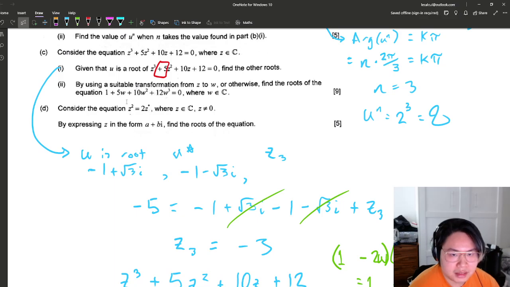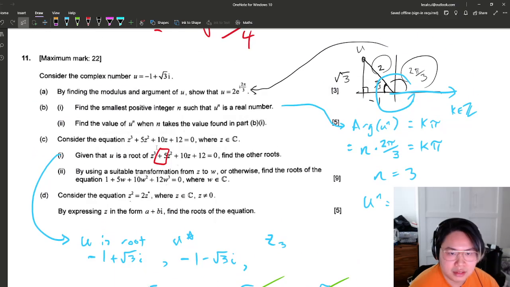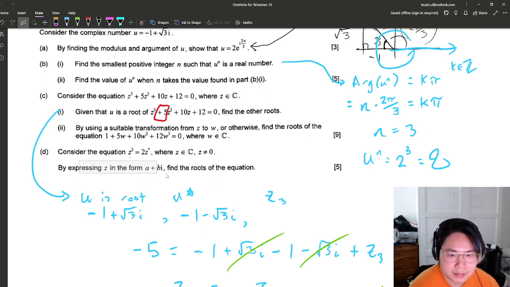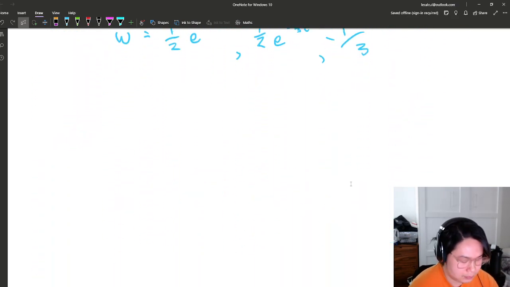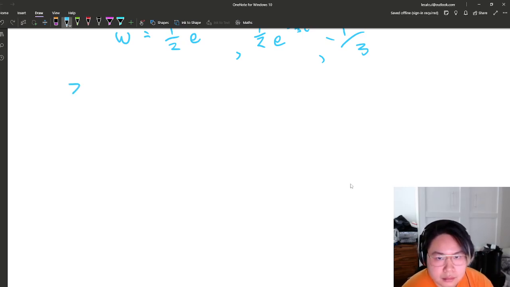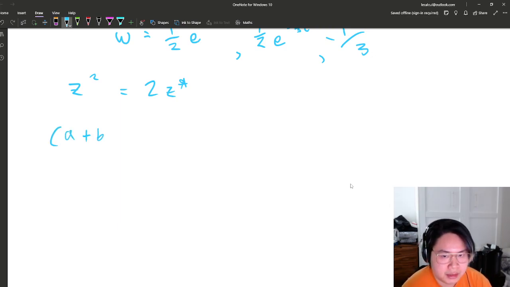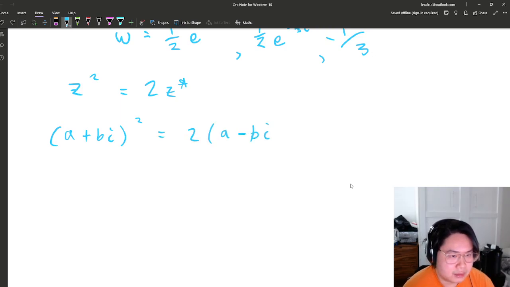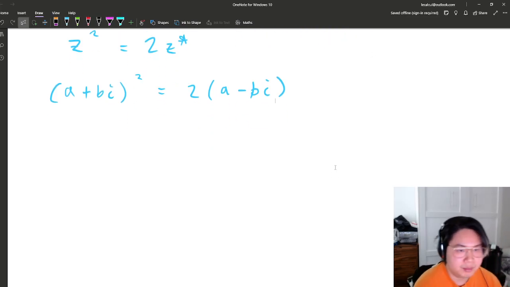Okay, consider a different equation. Find the roots of this equation. This one looks pretty straightforward, so we want to solve this. The way we do that is we write z as a plus bi, and then essentially you equate the real and imaginary coefficients on both sides of the equation.